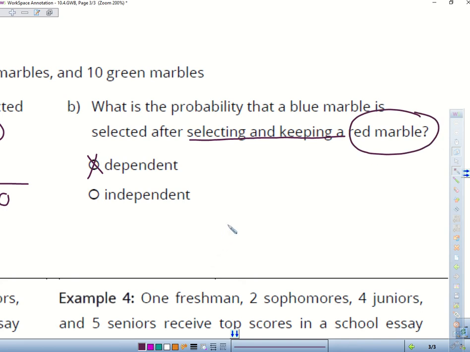So the first thing you're doing is you're picking a red marble. What is the chance of picking a red marble? 7 out of 20, times, what is now the chance of picking a blue marble? 3 out of 19, because we took a marble and didn't replace it, so now the bag only has 19.